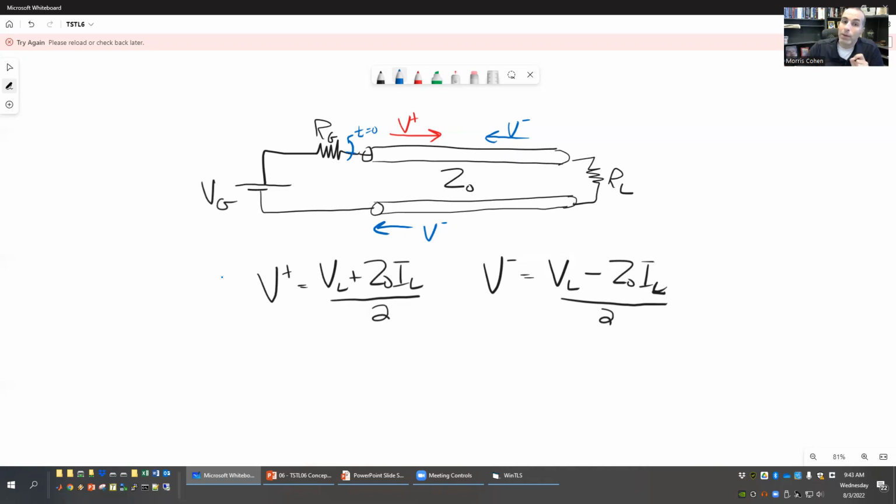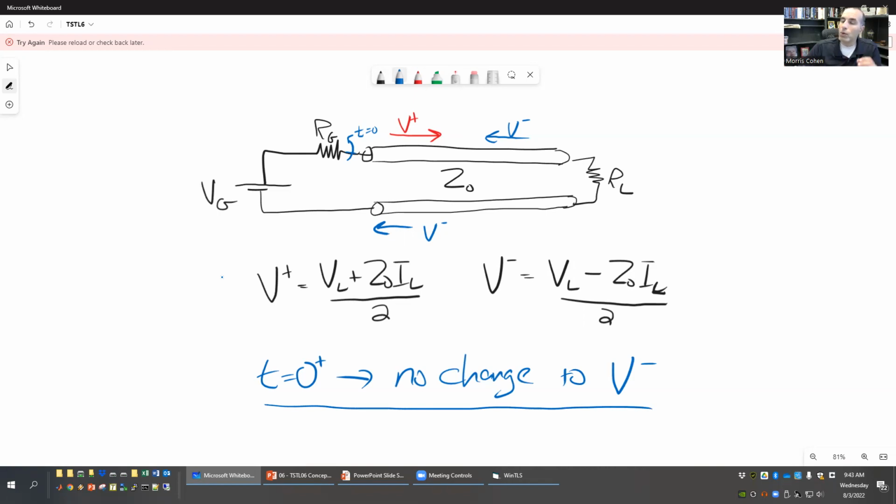That's the key, right? So at t equals 0, there is no change to V negative. That's the most important thing. Because again, V negative is only established as a result of positive going waves reaching the load, reflecting and coming all the way back. And that hasn't changed. That's going to take some time. So the moment that we open the switch and remove the source, the only thing that's going to change is V positive. So V positive will change at t equals 0.